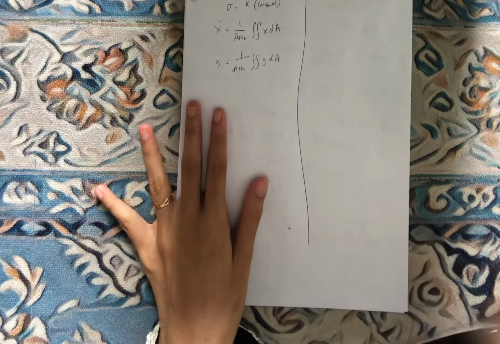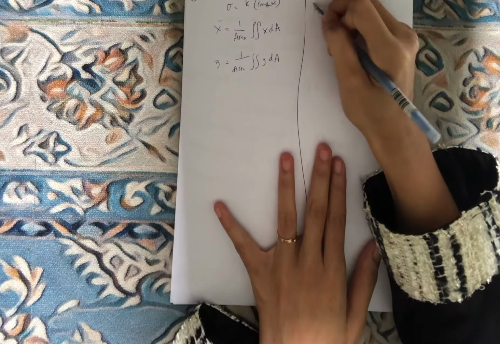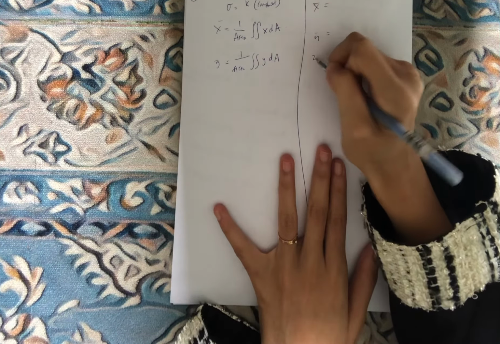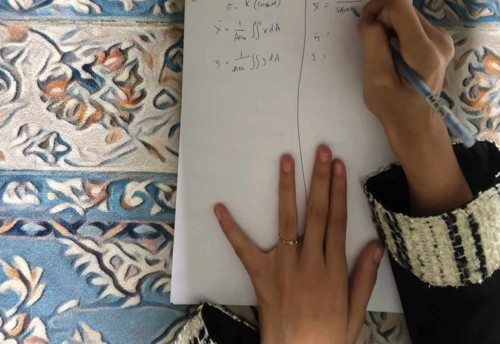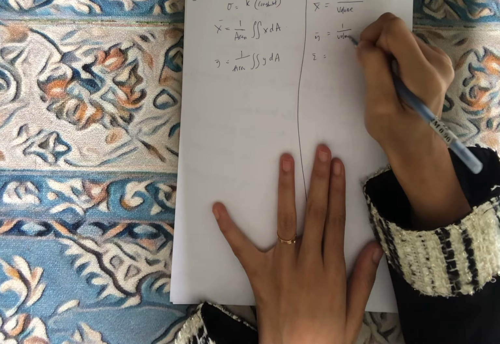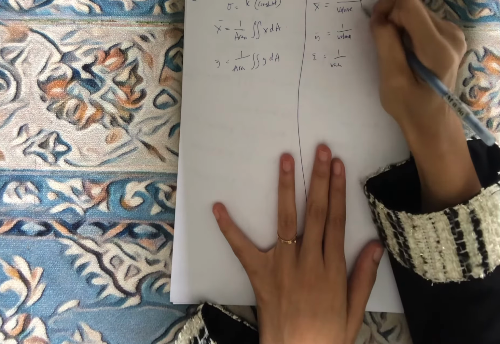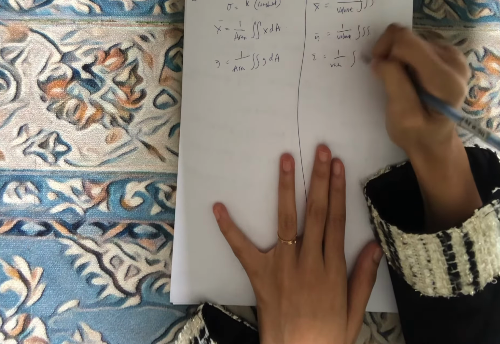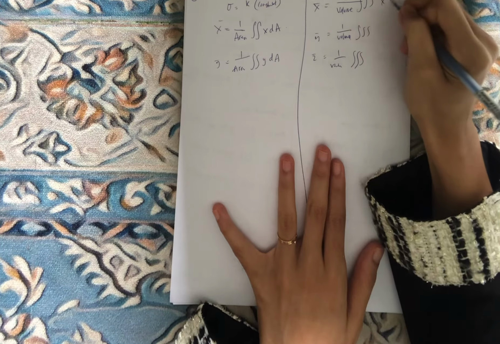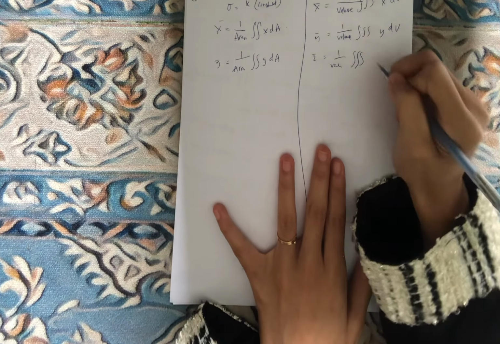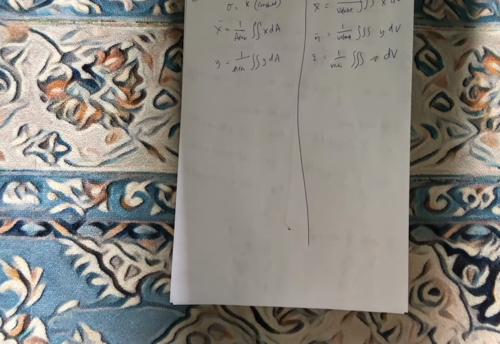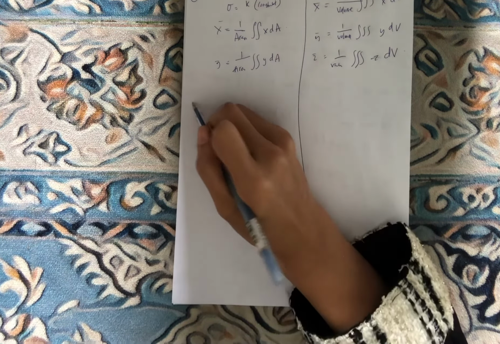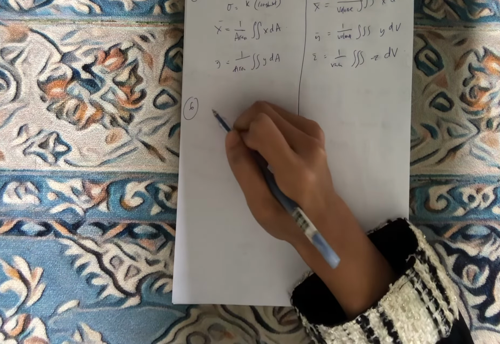Now how about the triple integral? For x bar, y bar, and z bar it is the same thing, but divided by the volume. It's a volume, class. So the triple integrals are x dV, y dV, and also z dV. Done.